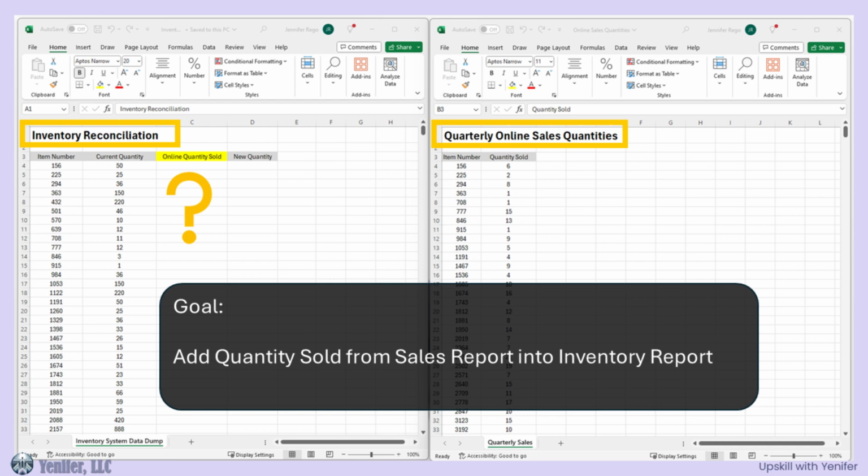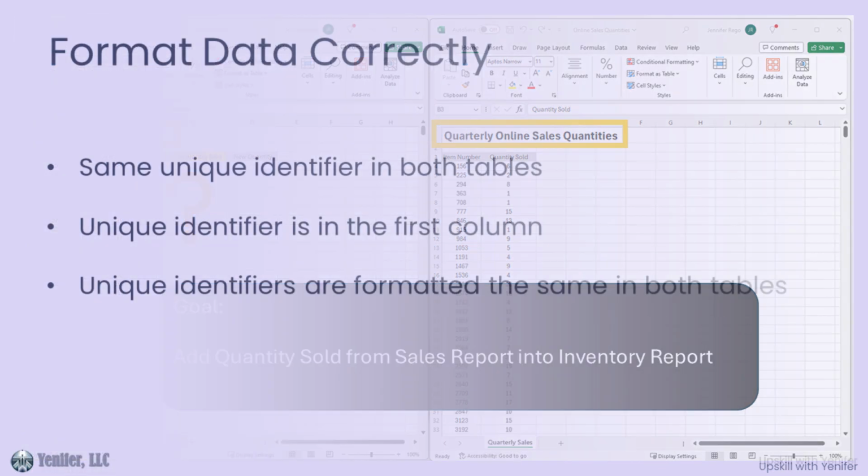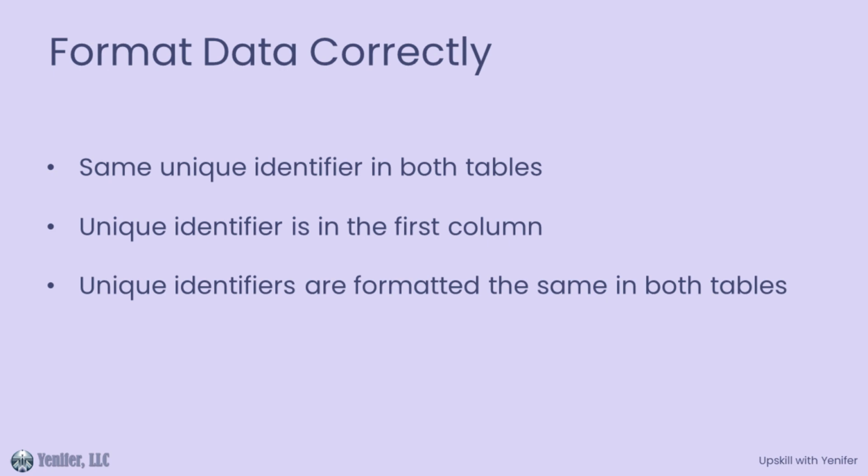You can use the Vlookup function to complete this, as long as there is at least one unique identifier in both spreadsheets. But before we begin using the Vlookup function, let's make sure the data is in the correct format for the function to work. What format does the data need to be in for Vlookups to work correctly? There must be a unique identifier in both tables that can be used to cross-reference the data.